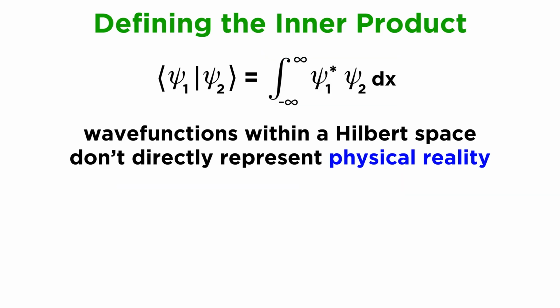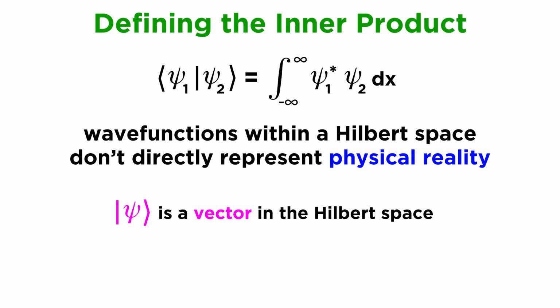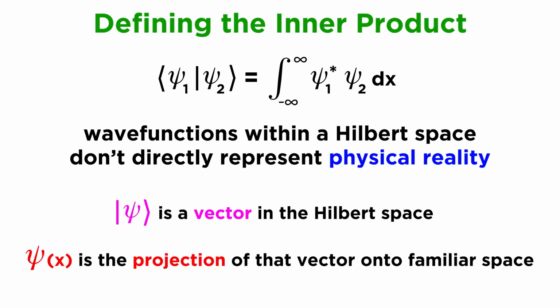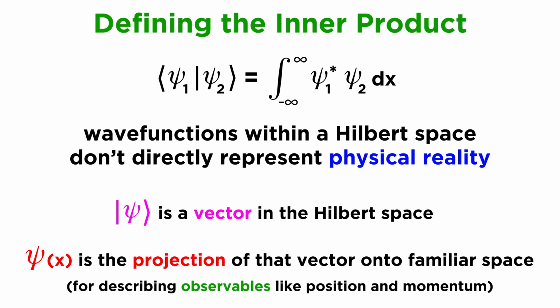It is simply that wave functions within a Hilbert space don't correlate with physical reality. Ket of psi is a vector in the Hilbert space, while psi of x is the projection of that vector onto the space we are familiar with, such that we can describe observables like position and momentum.